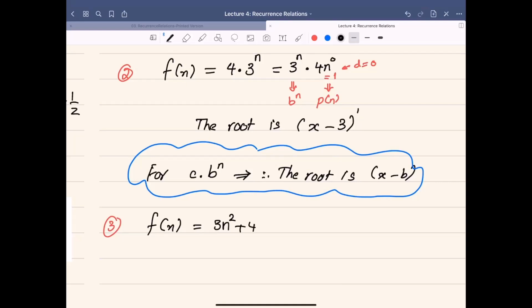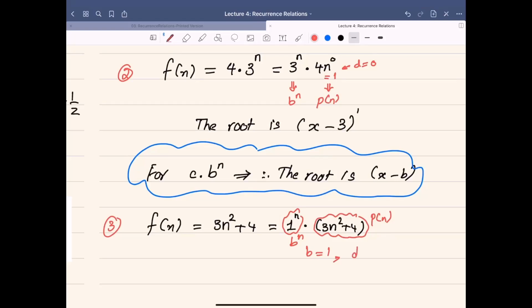Now this polynomial does not have any exponential. So how do we write it as b raised to power n multiplied by a polynomial? In fact, this is 1 raised to power n multiplied by 3n squared by 4. So this is the polynomial, which is p(n), and this part is b raised to power n. So what will be the value of b? The value of b is equal to 1.